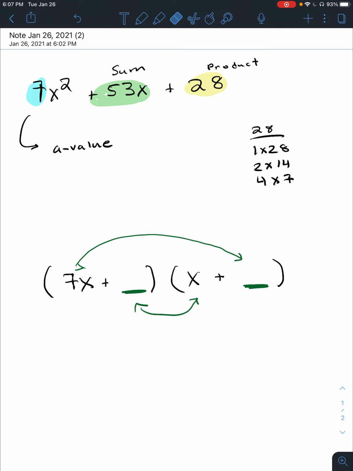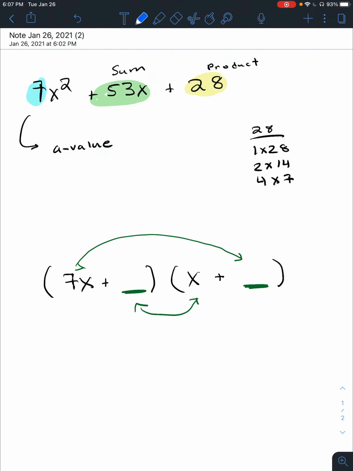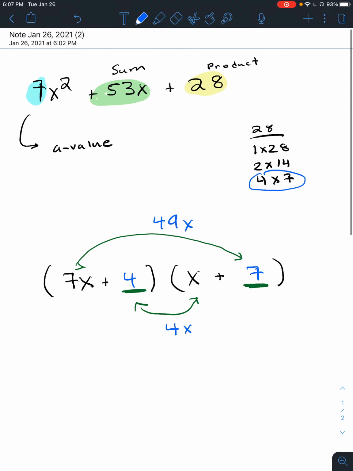A lot of people call this annoying, honestly, having to go through all the different factors. But with enough practice, you'll start noticing things. For instance, the first thing we should have started with is 4 and 7, because 7 times 7 is 49. This 49 is close to 53, and the second number is 4, and 49 plus a small number has a higher likelihood of getting 53 than any of the other possibilities we chose. So here we see that 49x plus 4x does equal 53x.